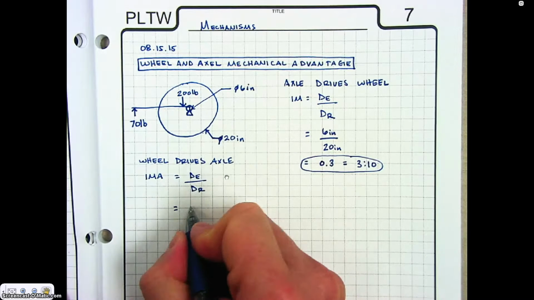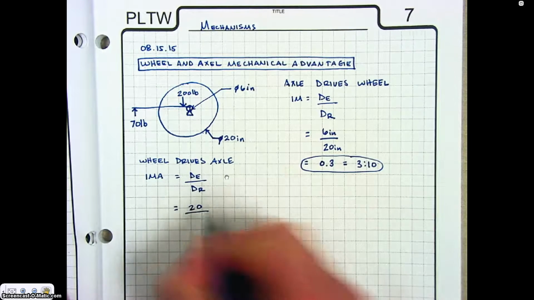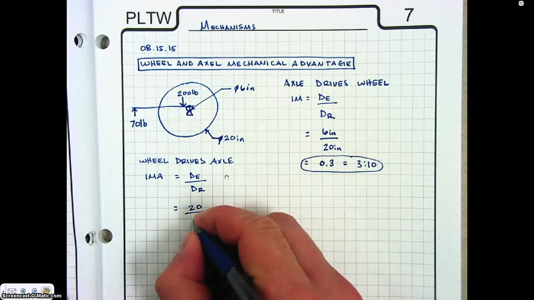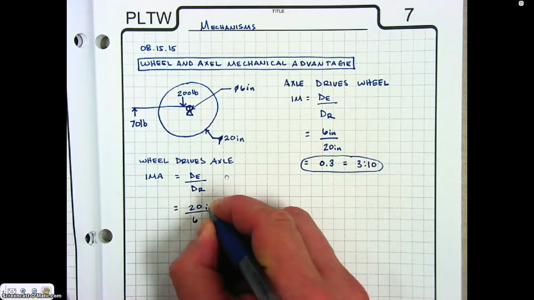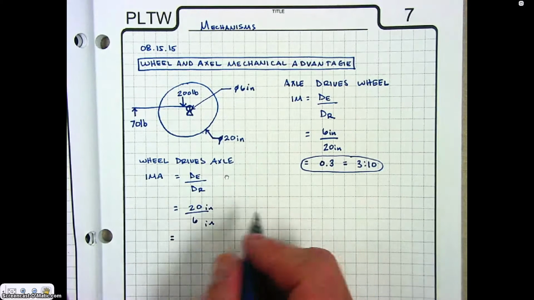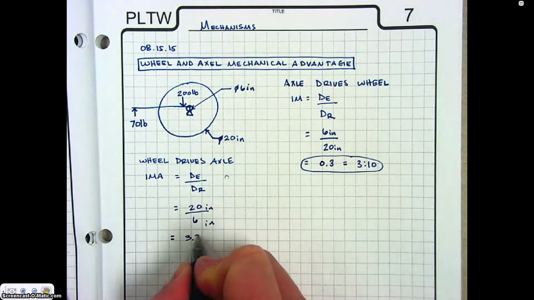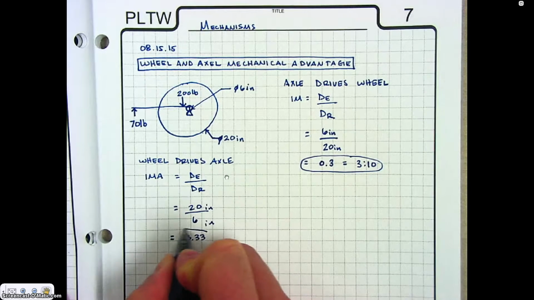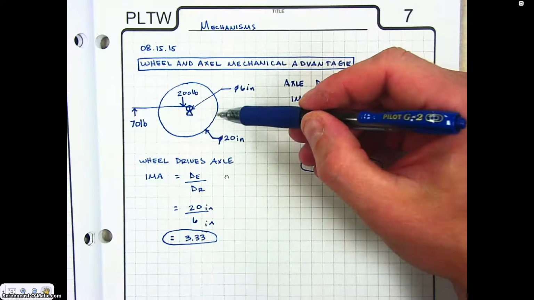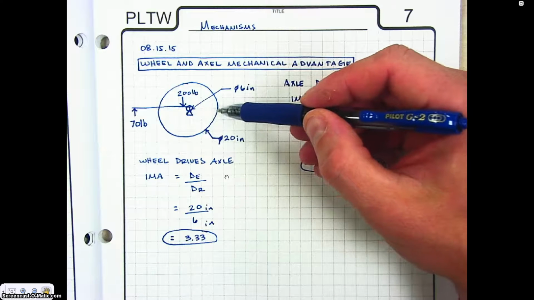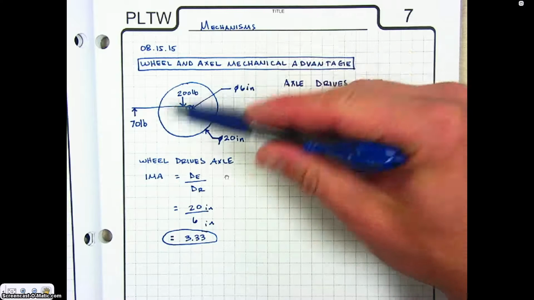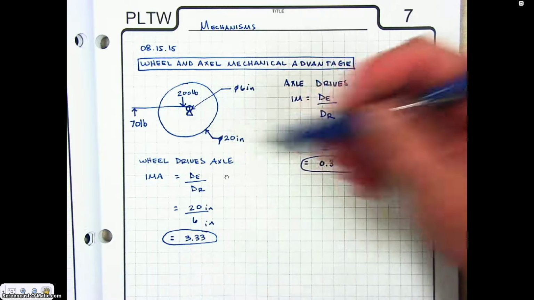And so I'll put our 20 inches on top. That's the effort now. The resistance is on the bottom. That's 6 inches. You get a mechanical advantage of about 3.33. So that makes sense that I am gaining something, I'm gaining less effort force by using this system where the wheel drives the axle.